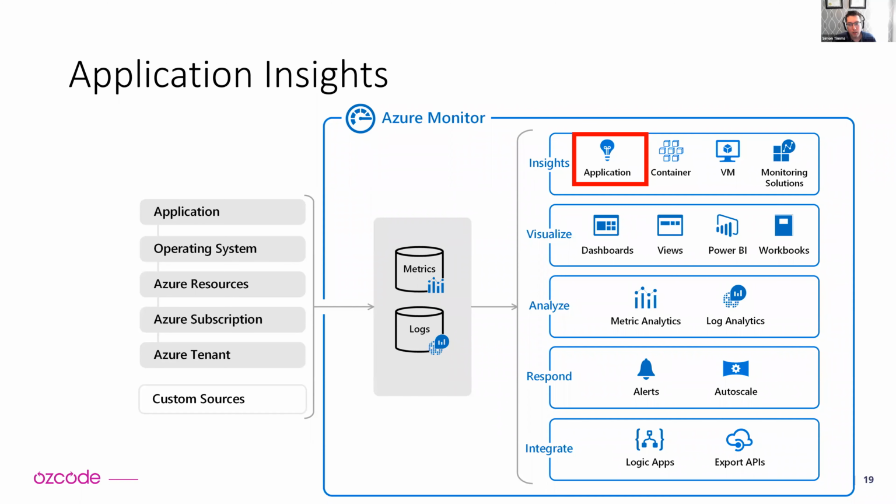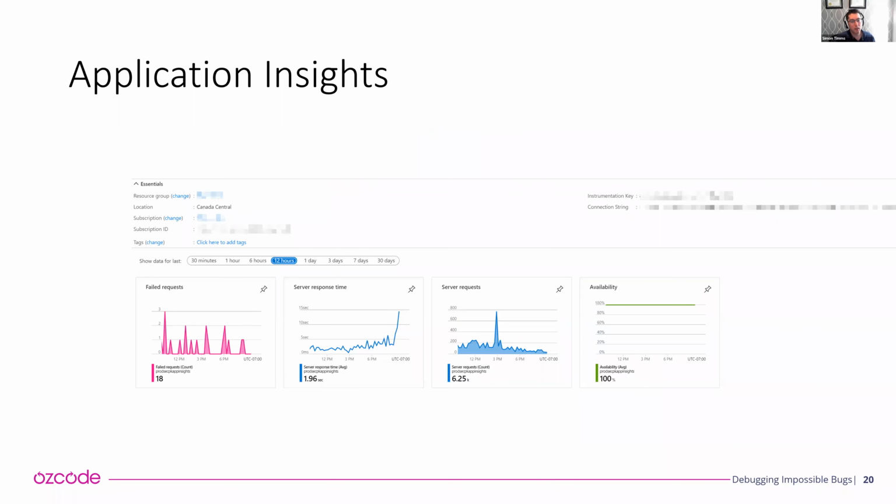So we are going to take a little look today at Application Insights as our primary entry point. That exists here in this insights tier, and what it looks like is basically this. This is a very simple default dashboard that I might have on one of my sites here, and we can see that it's logging the number of failed requests that we have to the system.